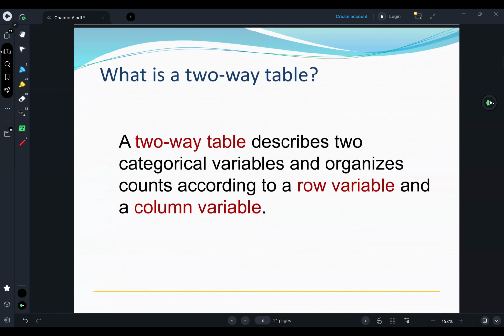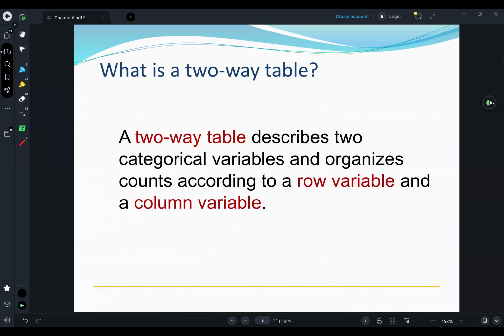So what is a two-way table or a contingency table? It's a table where we organize the data in such a way that we can get the counts of each categorical variable. One categorical variable is the row variable, and the other is the column variable. They're arranged that way so that when you cross tabulate, you can get a count that crosses both.